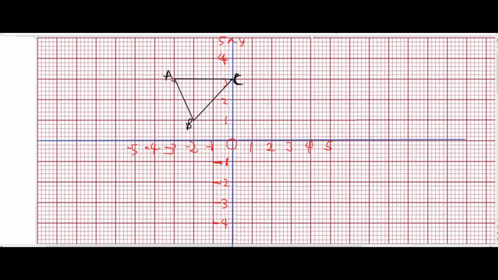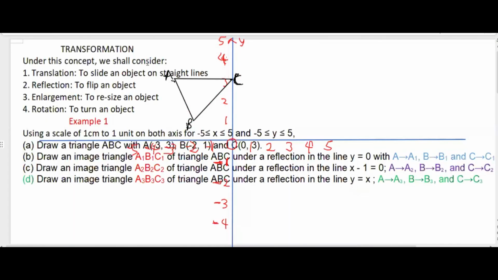In the question, we have triangle A1B1C1 of triangle ABC under a reflection in the line y equals 0.